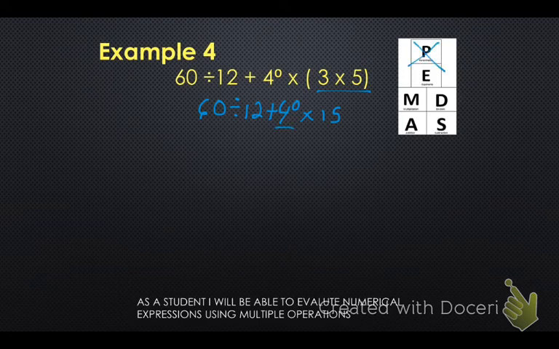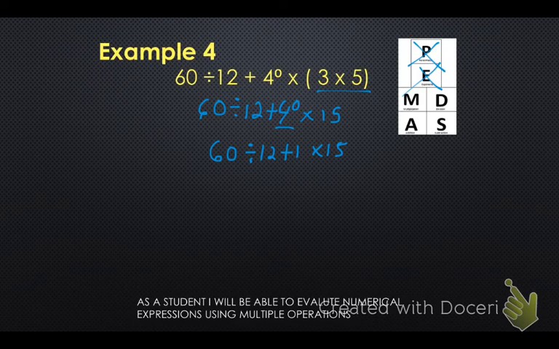Now, the next one is exponents. We do have an exponent, 4 to the 0 power. You got to remember, any exponent to the 0 power is simply 1. So we have 60 divided by 12 plus 1 times 15. Now, multiply and divide. All right, we do have division. We do have multiplying. All right, which one do we do first? Well, we do the one on the left first.